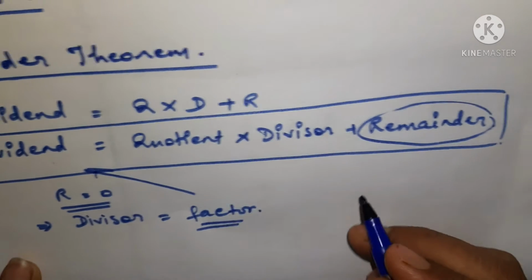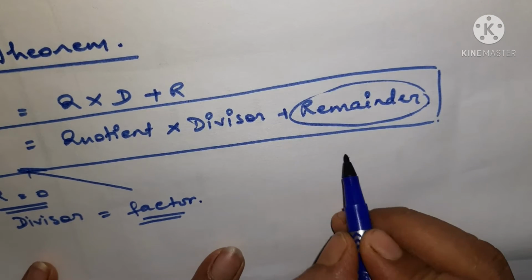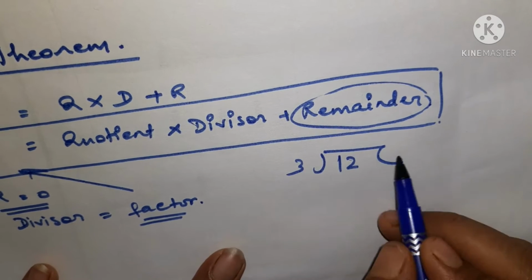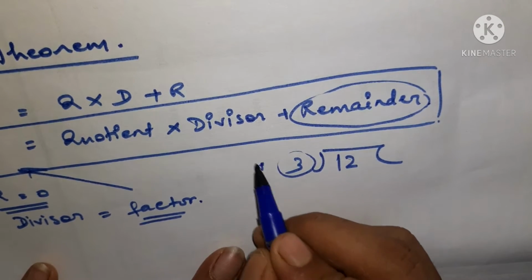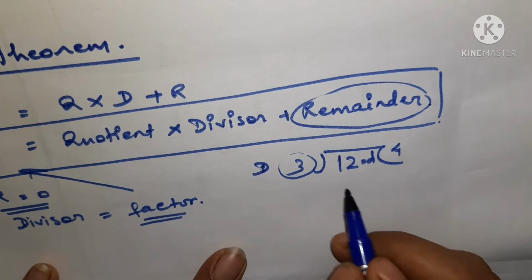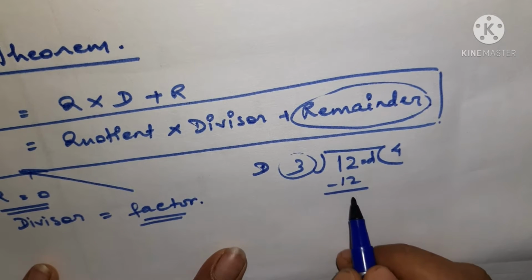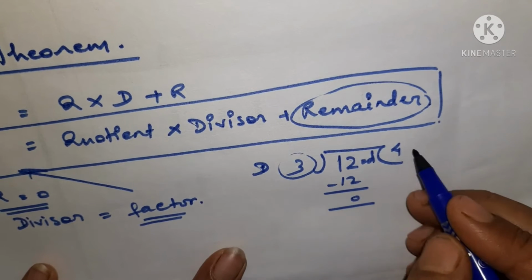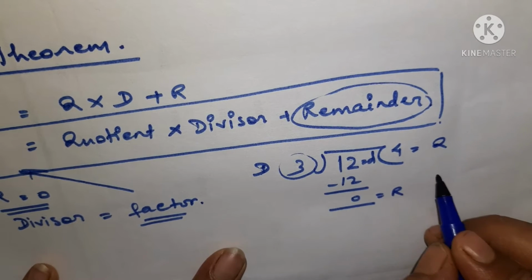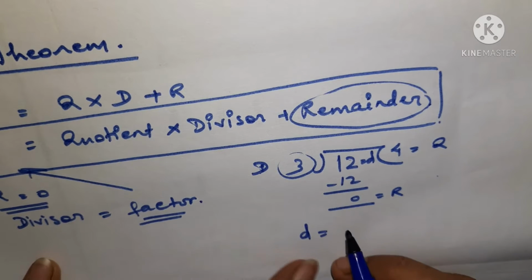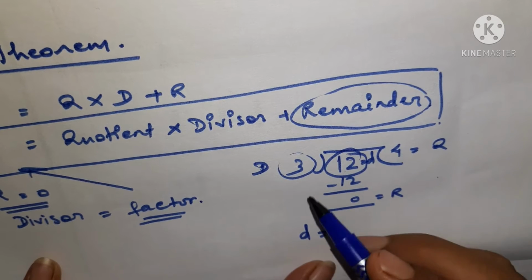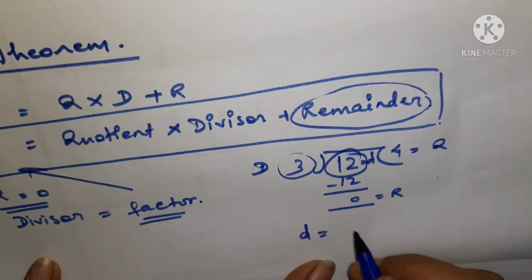For example, if we take a simple number, say 12, and it is to be divided by 3, then 3 is the divisor and 12 is the dividend. If we divide it, you will get 4 here. 3 fours are 12, and when you subtract, you get 0. This shows that 3 is the divisor, 4 is the quotient, and 0 is the remainder. If you want to check, let us see whether you get 12 by this relation or not.